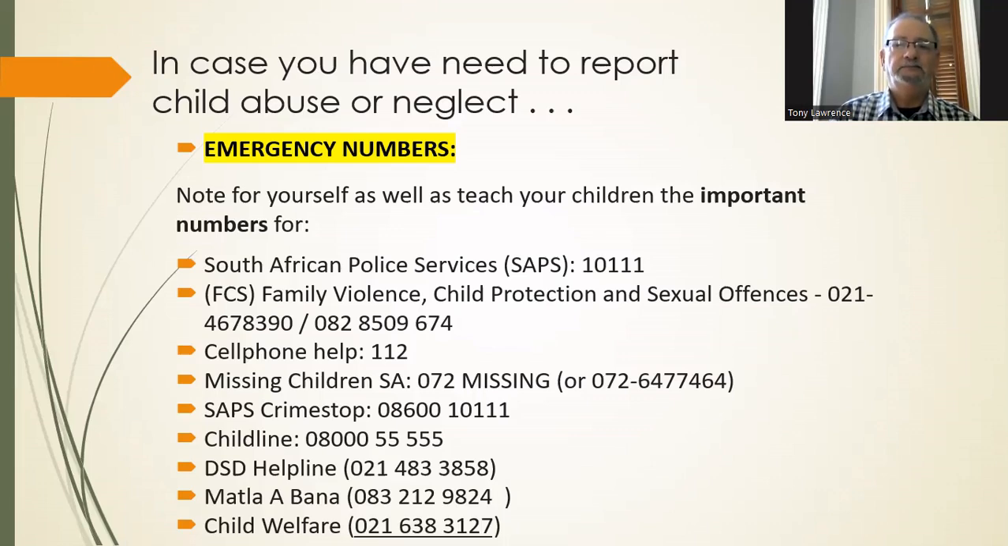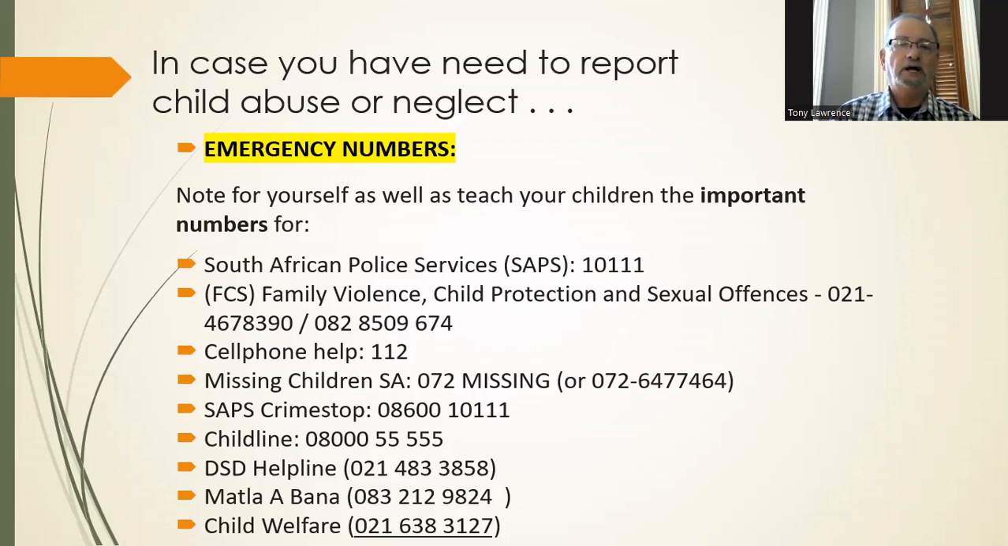There's the FCS. You can call as well, Family Violence, Child Protection and Sexual Offences. There's a helpline. There's Missing Children line. The SAPS Crime Stop is there. Childline is there. NGOs and institutions like Childline, Social Development as a Childline. An organization I've really come to respect is Matla Abana. And then there's child welfare, and there are many other services, social workers, etc.